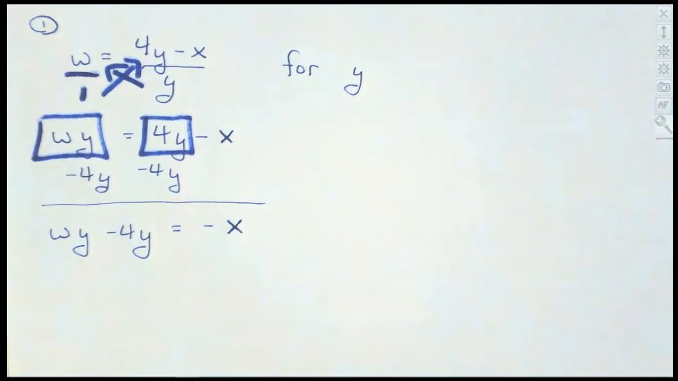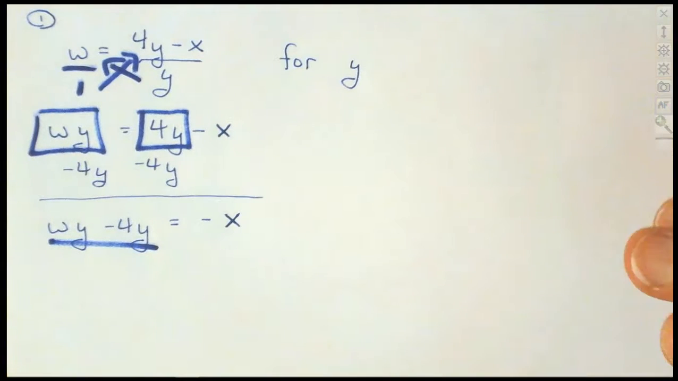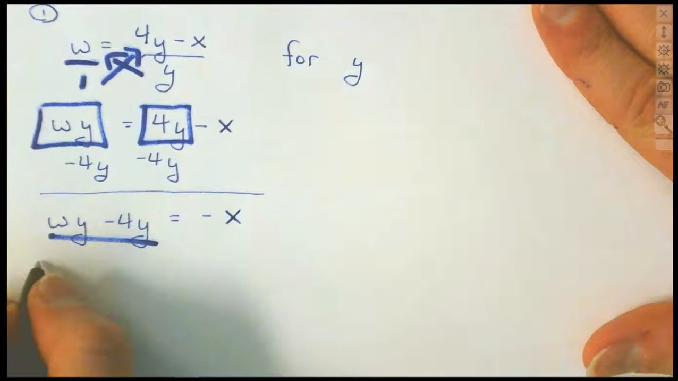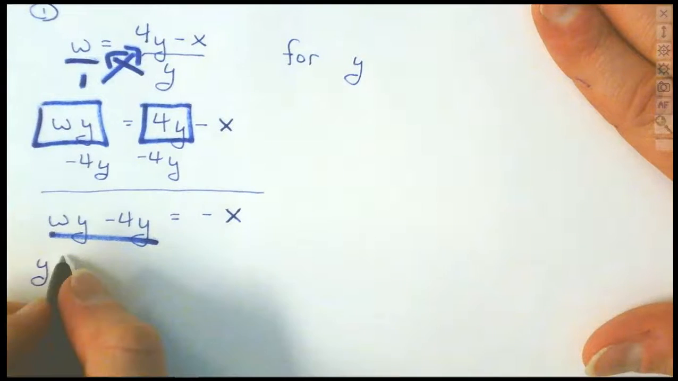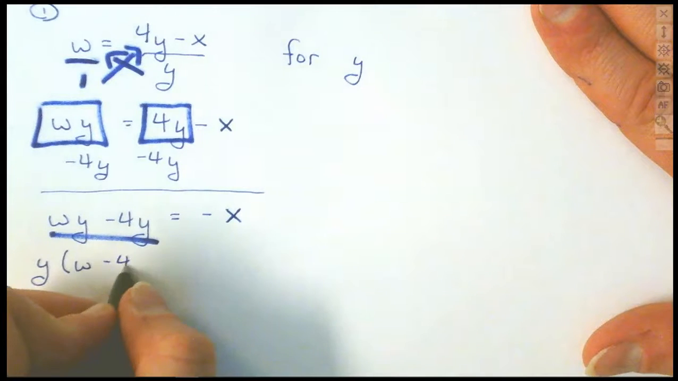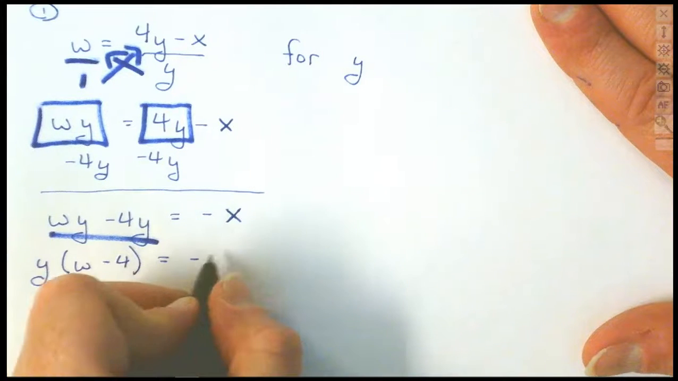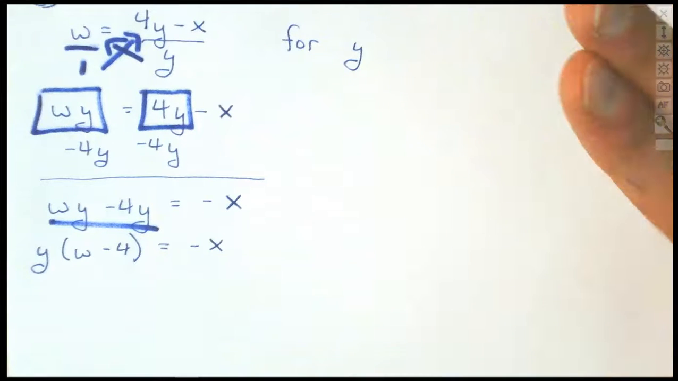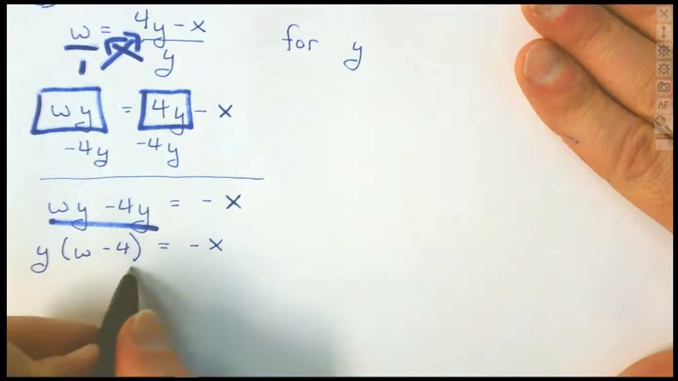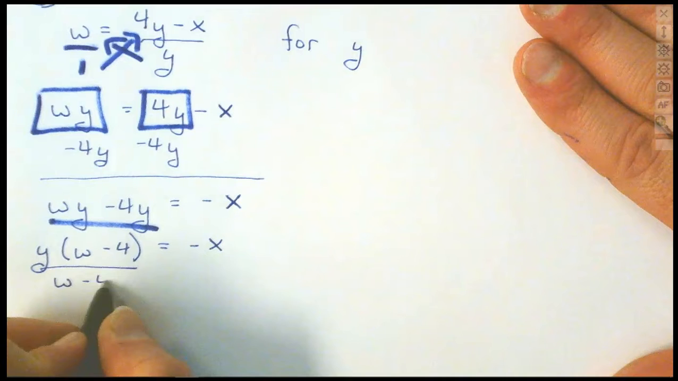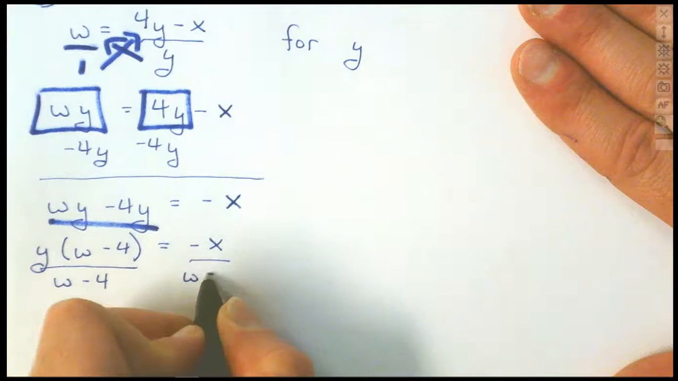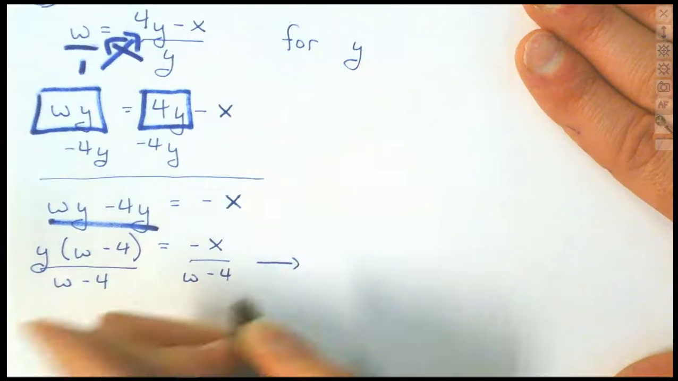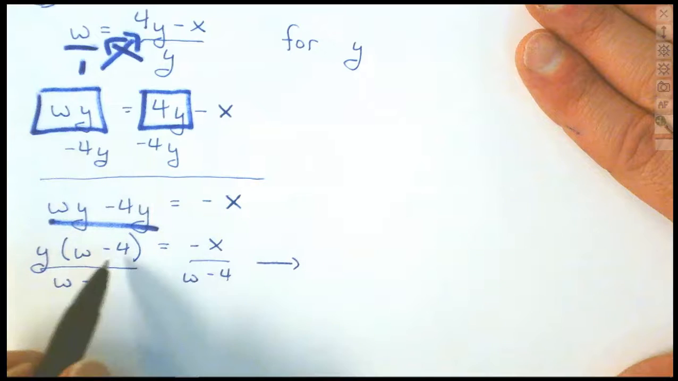Now, what are we solving for? Y. What do you notice they have in common on the left-hand side? Y. Factor out the y, and we're done. So then we've got y, and we've got w minus 4. The right-hand side is a minus x, and how do we finish it? One last step. Divide by w minus 4 on both sides. And now we've got our final answer, because those cancel.